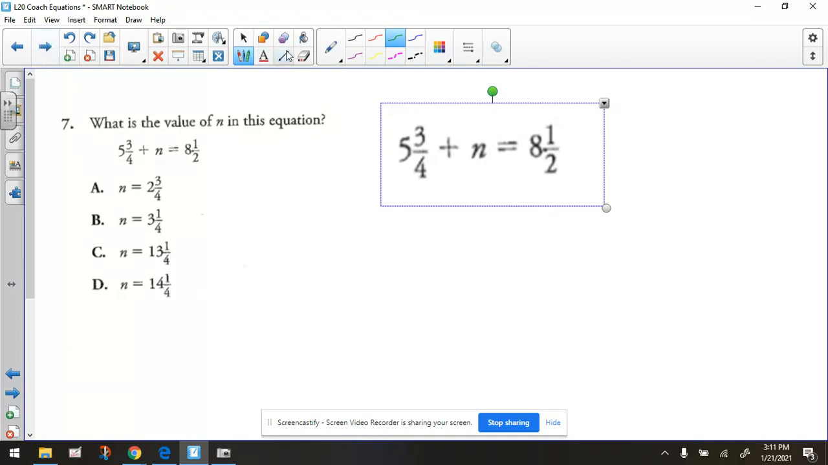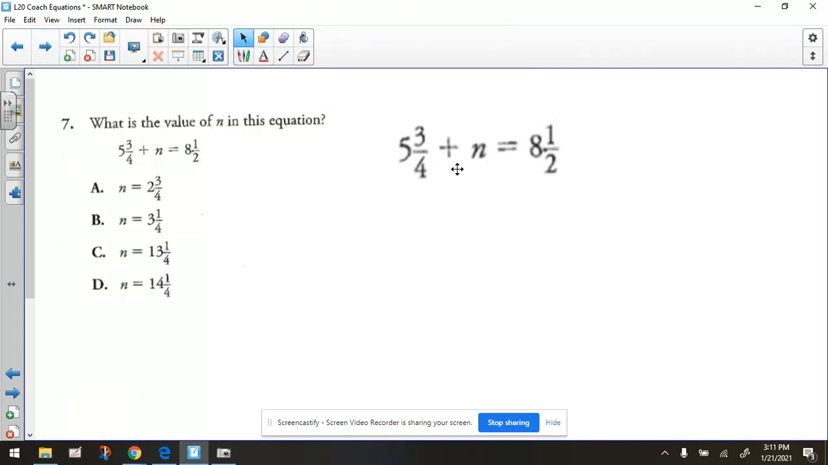Let's take a look at number 7. This one's an addition equation. You always want to find the variable and ask yourself, what's happening to the variable? In this case, we're adding 5 3/4 to the variable, and always ask yourself, what would be the opposite of that, or the inverse? So the opposite of add 5 3/4 to a number is to subtract 5 3/4. So we have to do that to both sides of the equation.